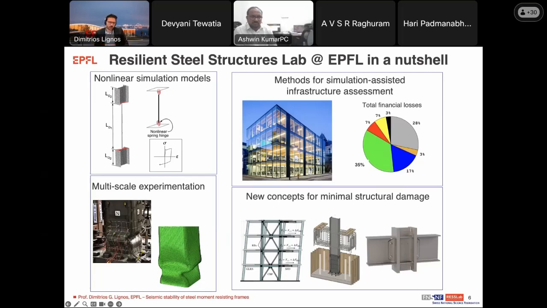Putting this all together, we also try to develop new concepts for minimal structural damage, at the connection, member, as well as structural system level. I'll show some of these concepts today.